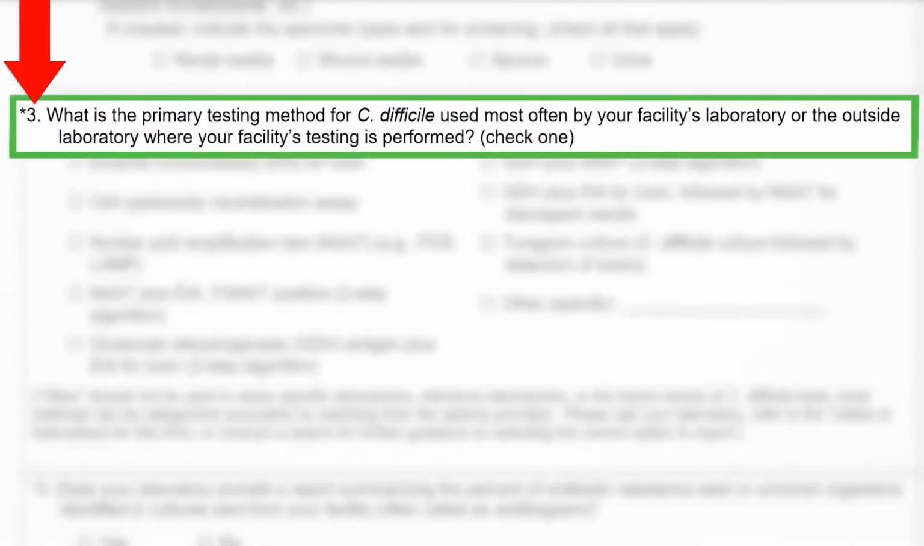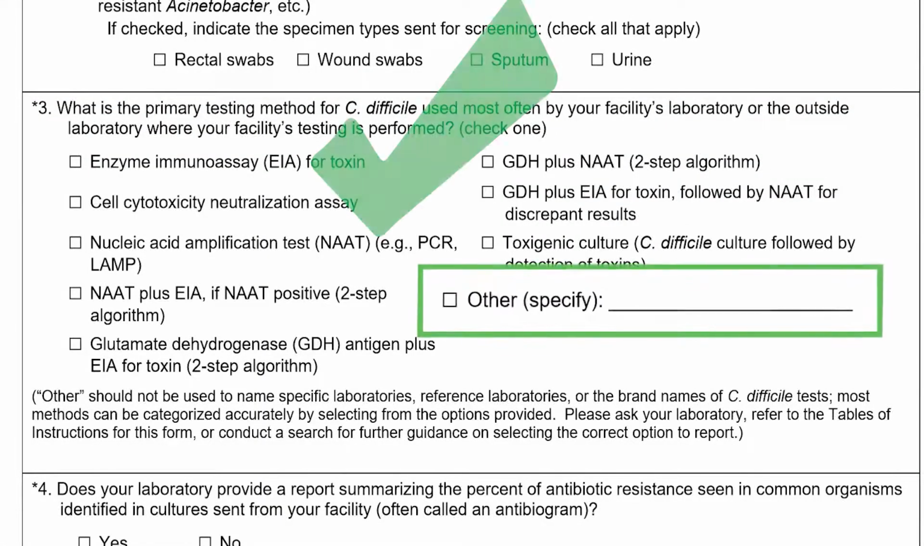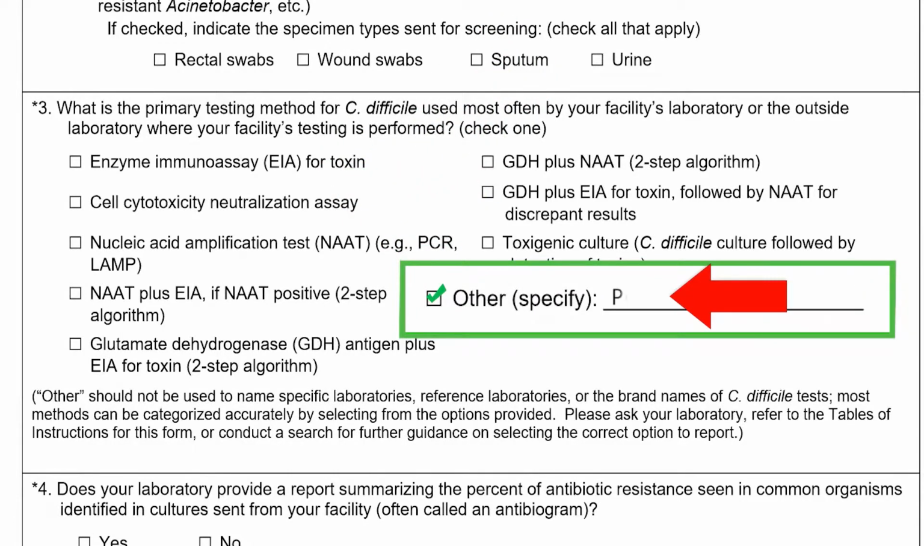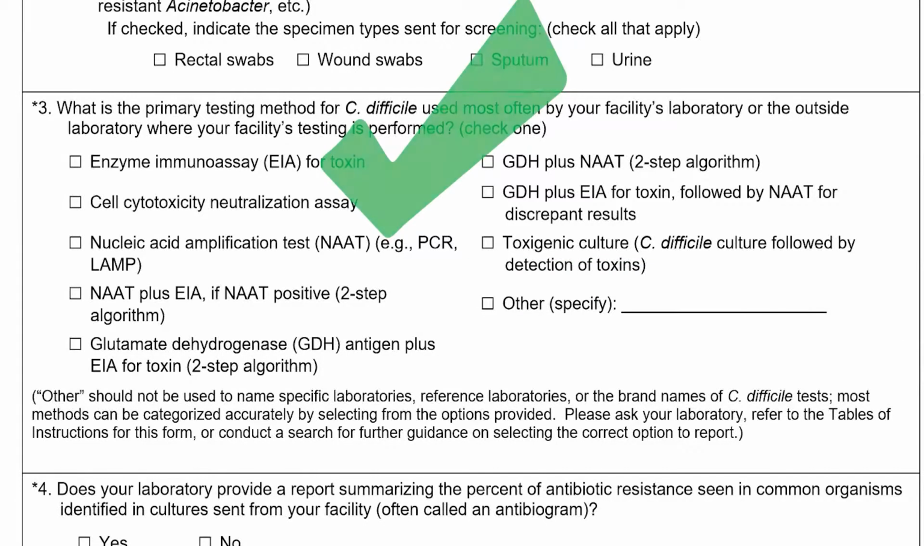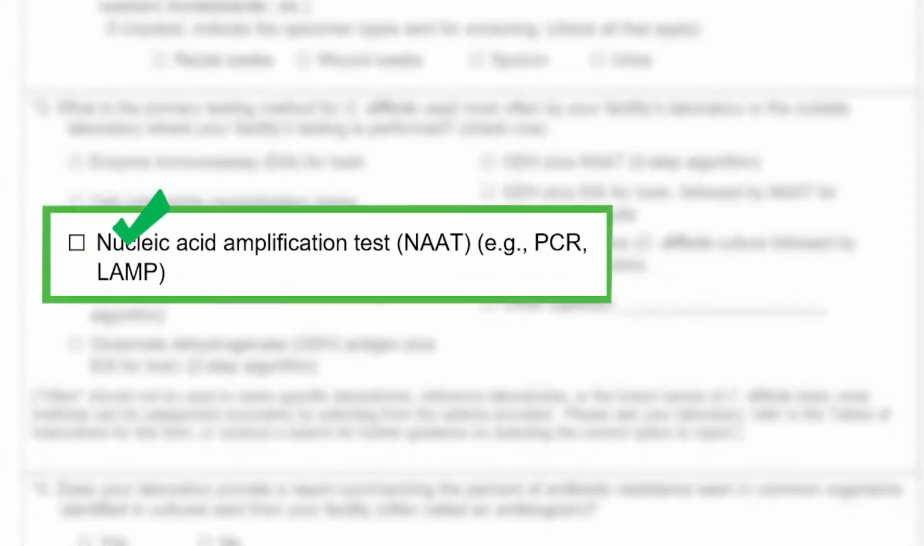question 3 asks, what is the primary testing method for C. difficile used most often by your facility's laboratory or the outside laboratory where your facility's testing is performed? Some facilities check the box Other and then enter PCR, or another testing method. If you use PCR testing, edit your selection and select Nucleic Acid Amplification Test, NAAT, as this test includes PCR.